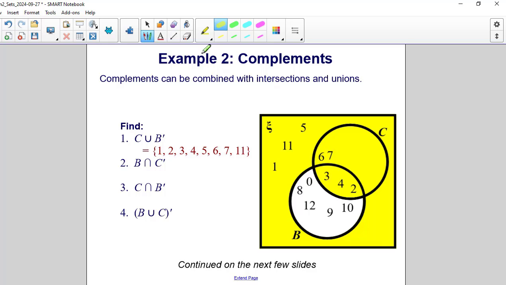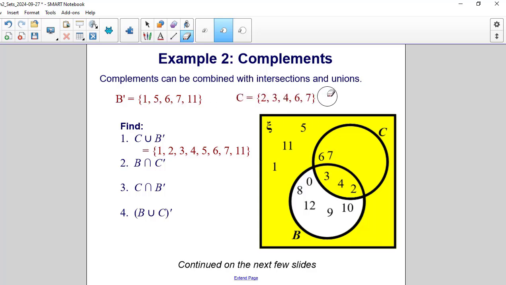But how did we get that answer? Well, let's take a look at the complement of set B. The complement of set B are all the numbers that are not in set B. So here we have 1 and 5 out here in the universe, 6 and 7 from set C, and then 11 that's also out here in the universe. Also, we want to look at set C, not the complement of set C, but set C itself.